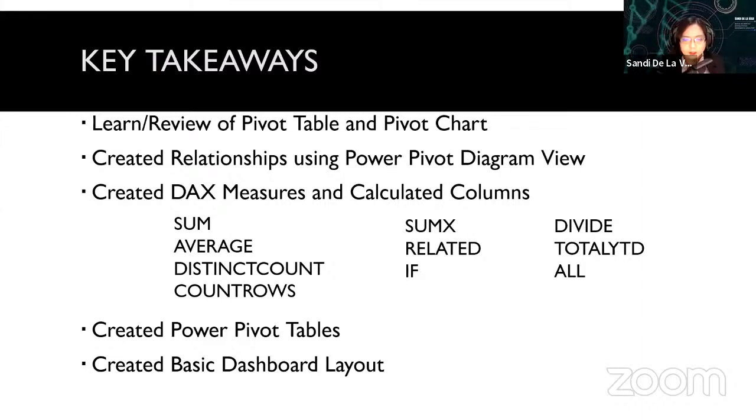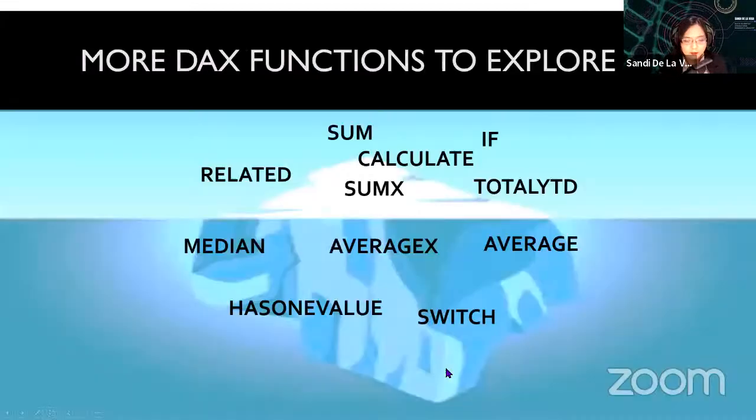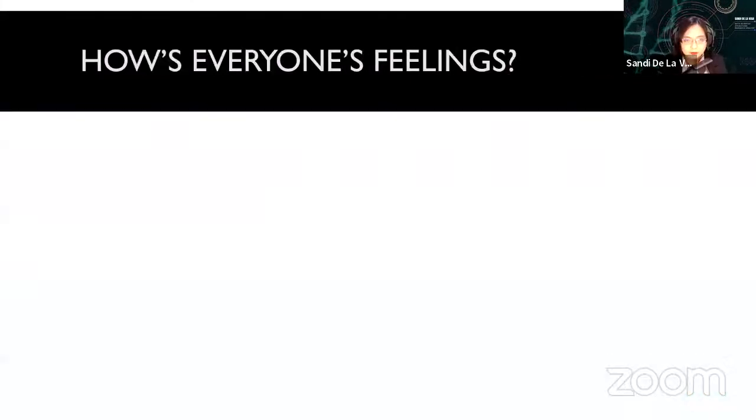how to create relationships using the Power Pivot diagram view, how to create the DAX measures such as the sum X, divide, related, and discount, and maybe the total year to date, and also created Power Pivot tables from the data model. And we have created our very first basic dashboard using the layout and template provided. So there are more DAX functions you can explore, especially HASONEVALUE and SWITCH. That's one of the powerful DAX measures if you want a more dynamic dashboard.